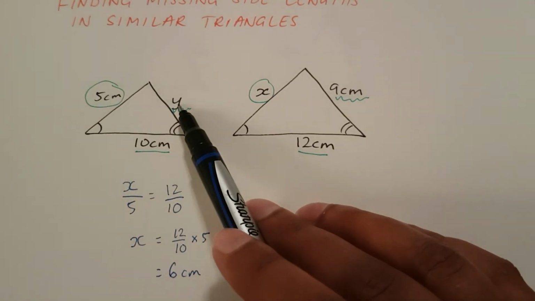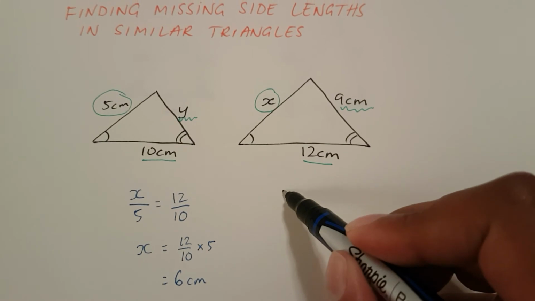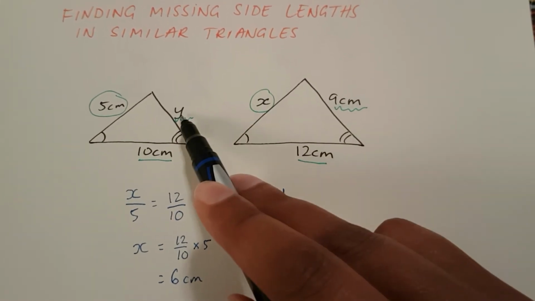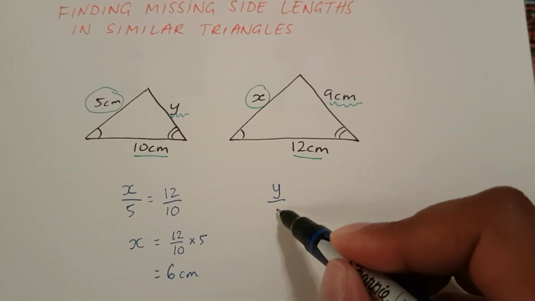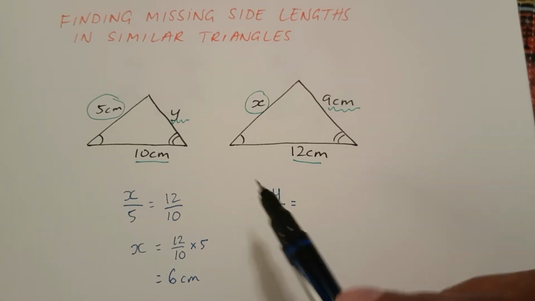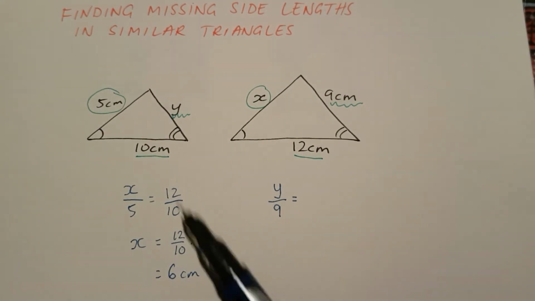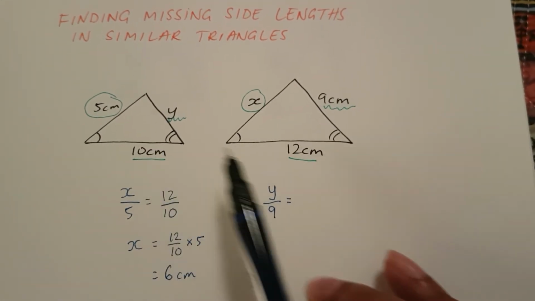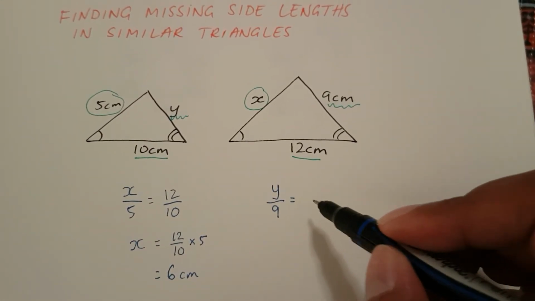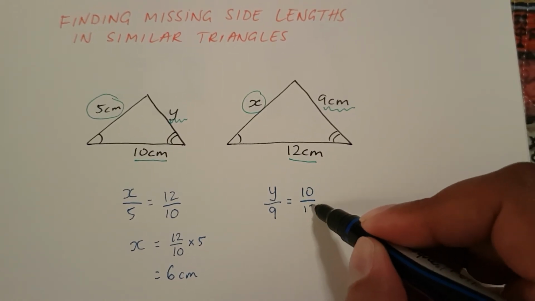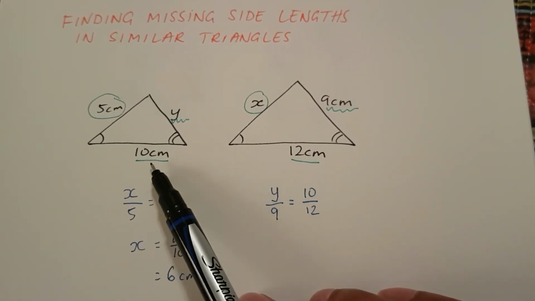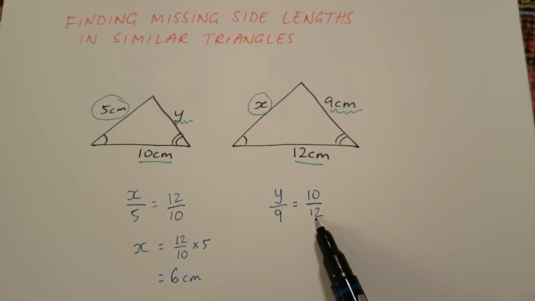So now we can go ahead and find y. So for y, the corresponding side on the other triangle will be 9. And we will look for another side length over here that has a corresponding side. So we're going to choose 10 and 12. Notice on this one as well that we've got 10 on the top and 12 on the bottom.